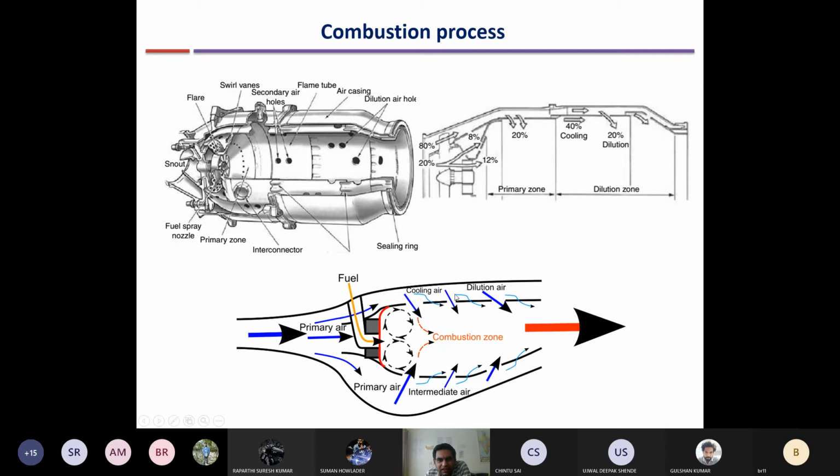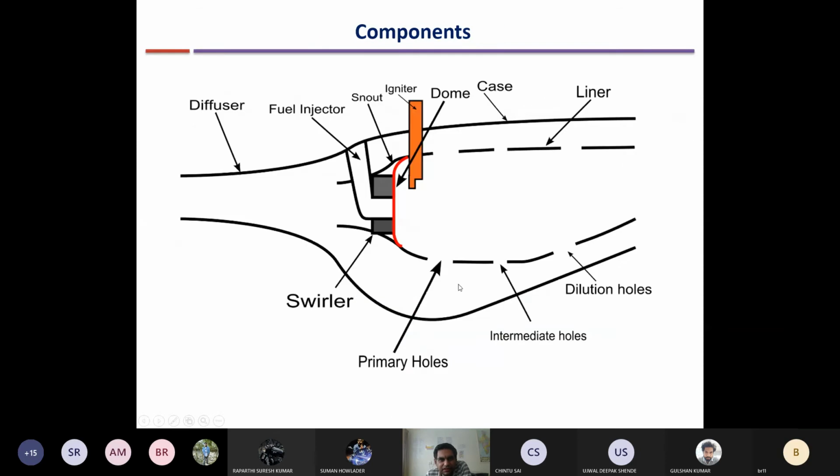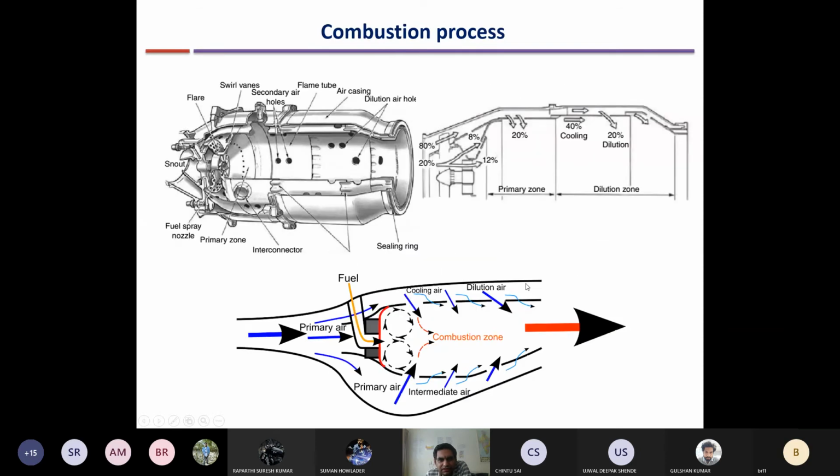After this, the rest of the air comes in through different holes like this, which are known as intermediate holes, dilution holes. Different terms are there: intermediate air, dilution air, things like that. The only function of that air is to reduce the mixture temperature, to keep on diluting the combustion products, so that the temperature goes down and down. And it comes from the outside of the liner.